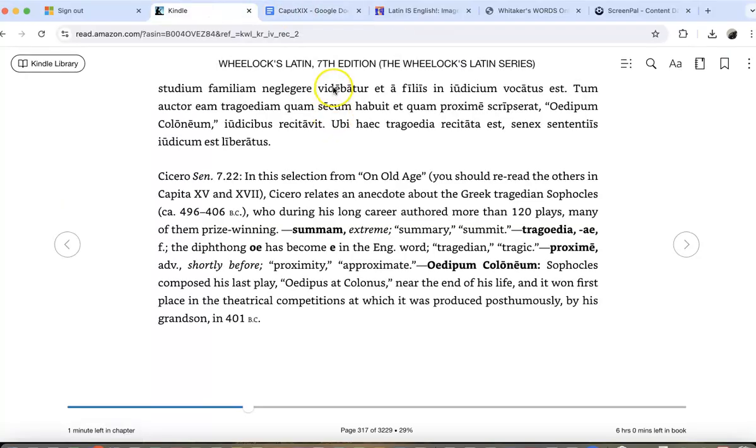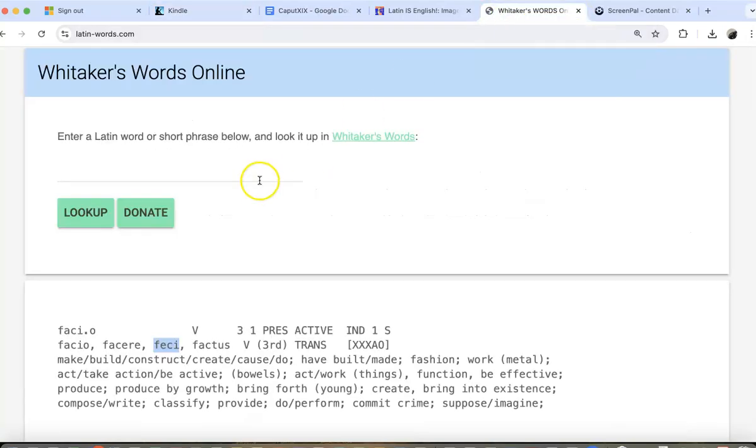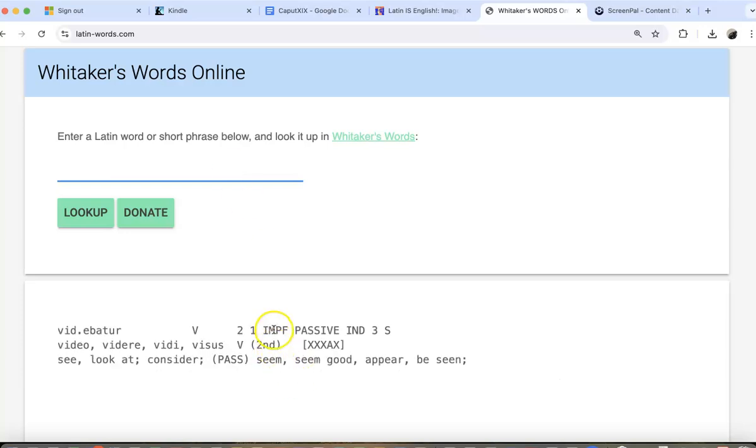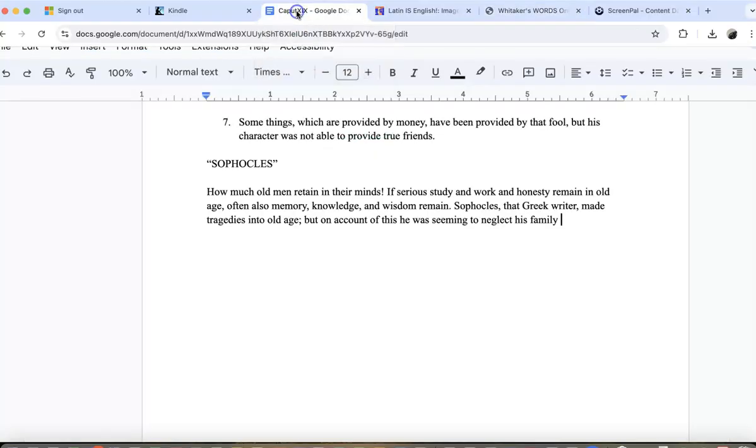So this is a new verb for us, videbatur, but we'll just take a little time out here, or detour rather, and you can see this is imperfect passive, third person singular, again referring back to Sophocles: he was appearing or was seeming.